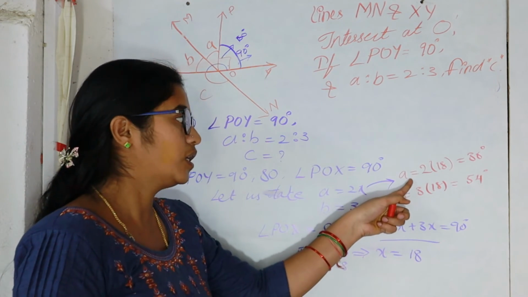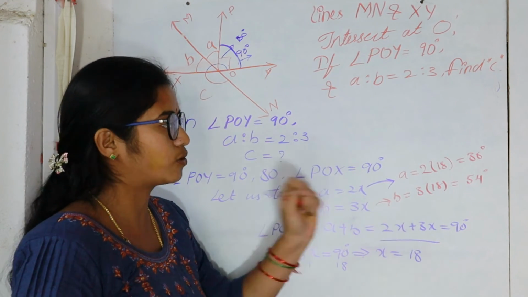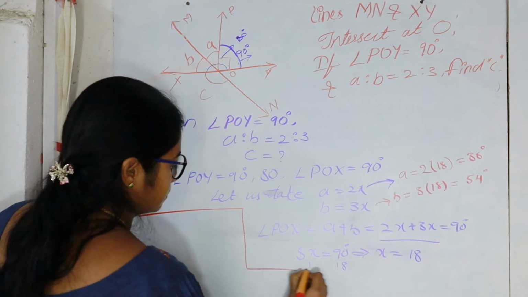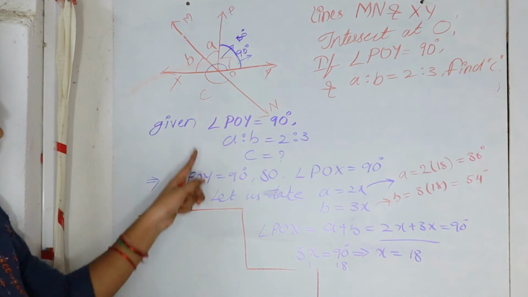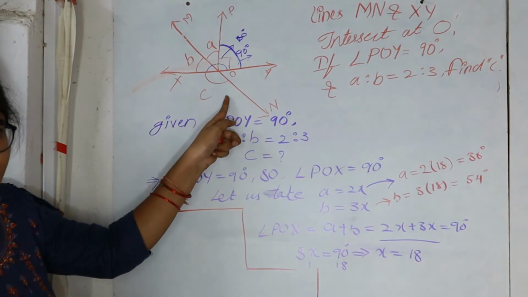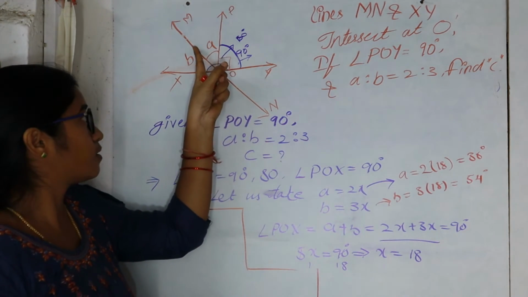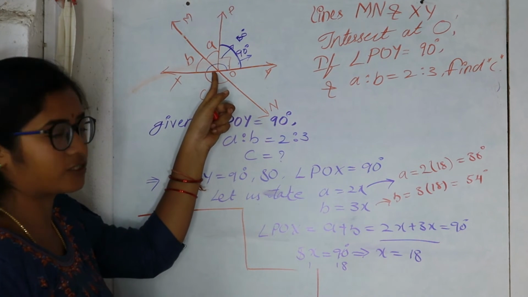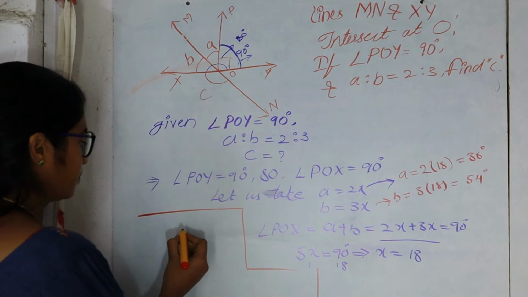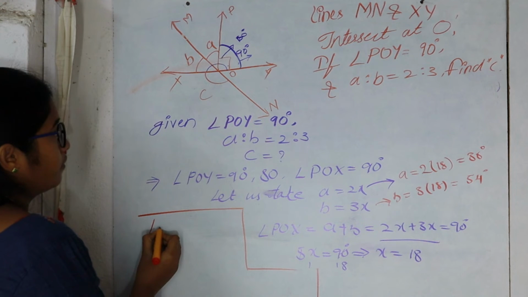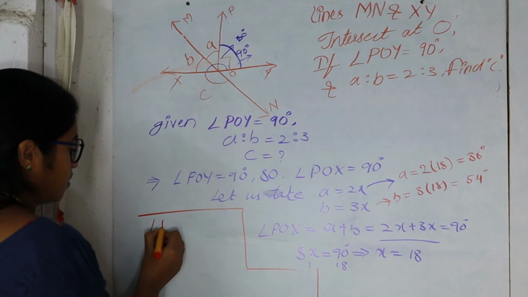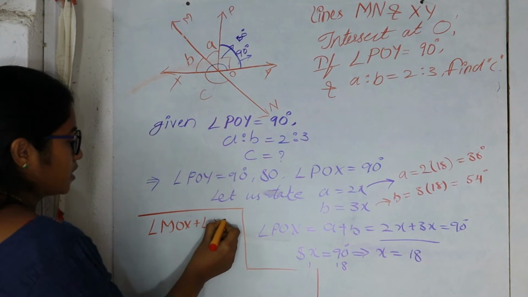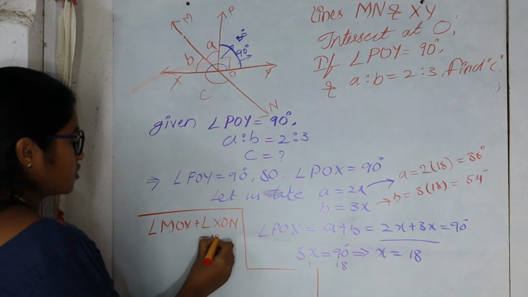Okay, so A value came and B value also came. We have to find out the value of C. Then let us consider MN is a straight line. By the figure, MN is a straight line, so the angle at the center of MN is 180 degrees. That means angle MOX plus angle XON equals 180 degrees.